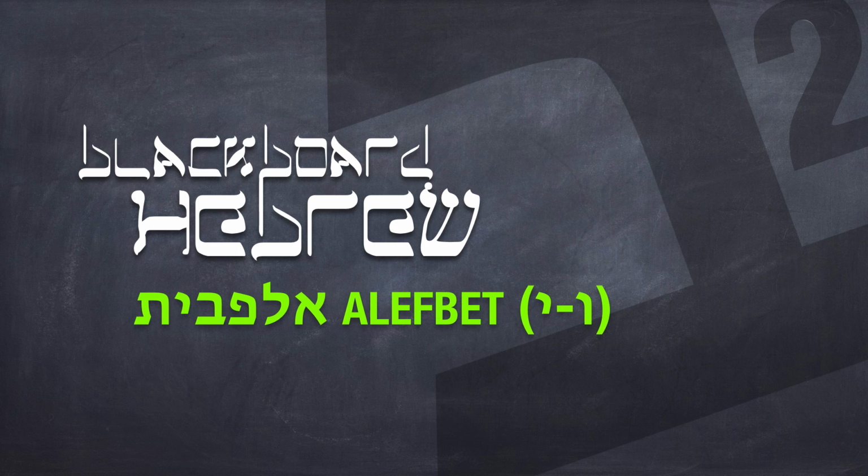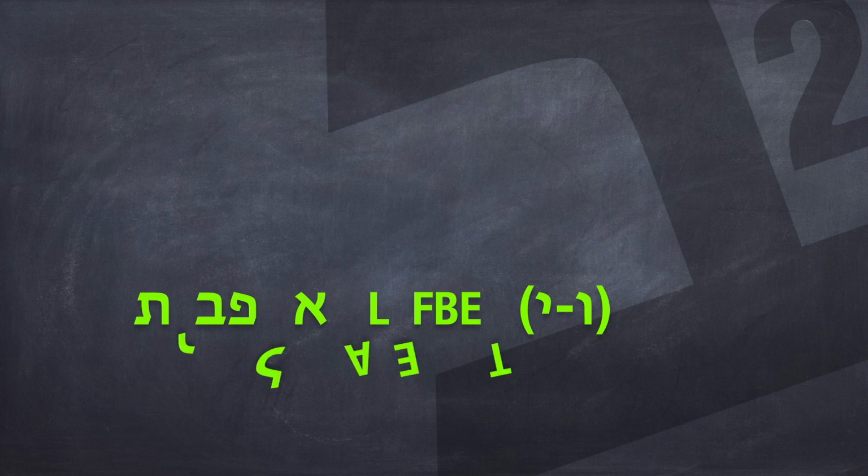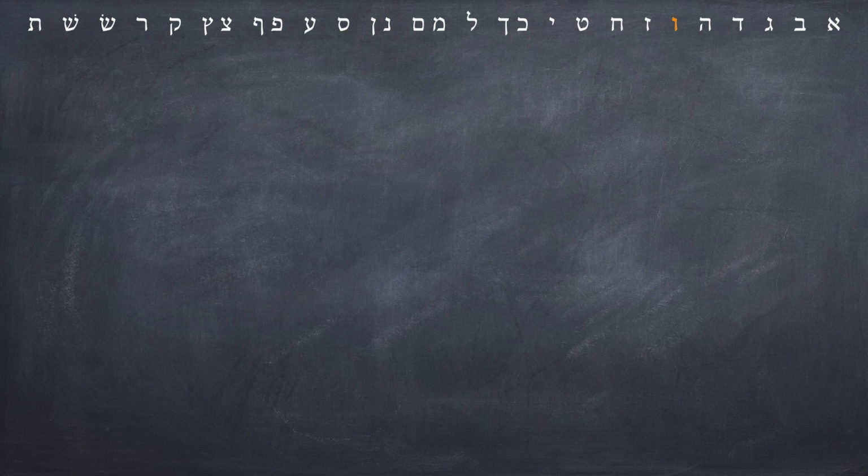Shalom, welcome back to the second lesson of Blackboard Hebrew. This time we're learning the letters Vav, Zayin, Chet, Tet, and Yod. First up is the letter Vav.